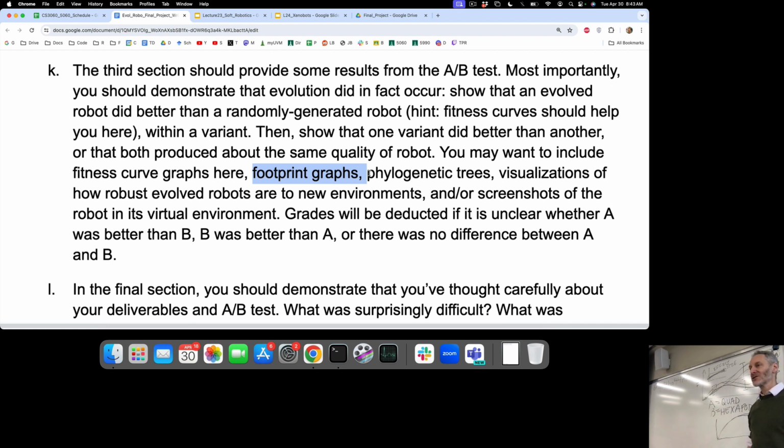What did the gait actually look like in those legged robots? We saw some phylogenetic trees. So this shows, in an evolving population of robots, how are they related? Are there different species that evolve? Are there extinction events that occur? How much variation is there in the behavior or possibly the morphologies of the robots in your evolving population?